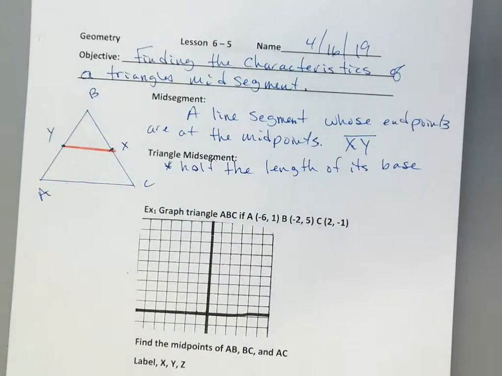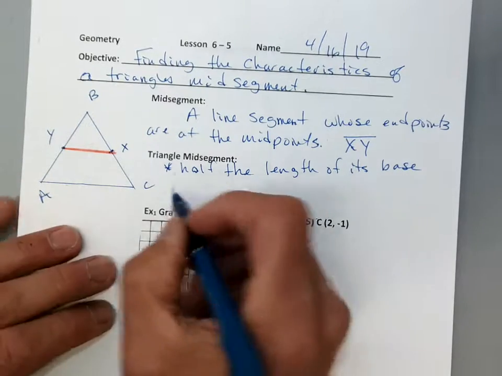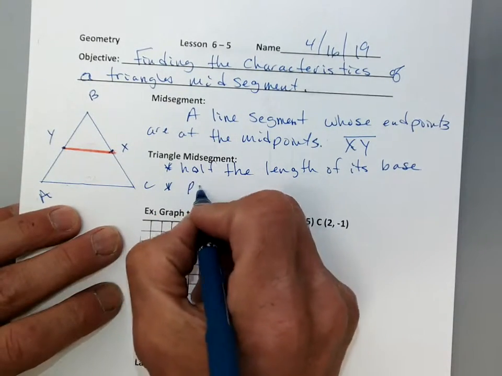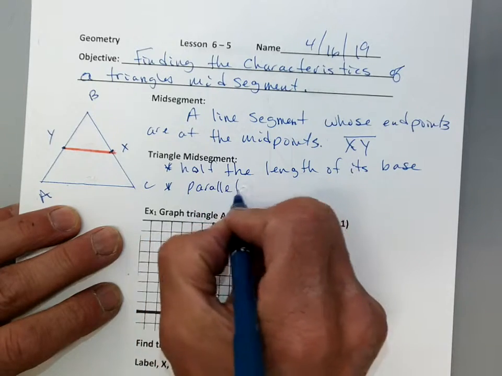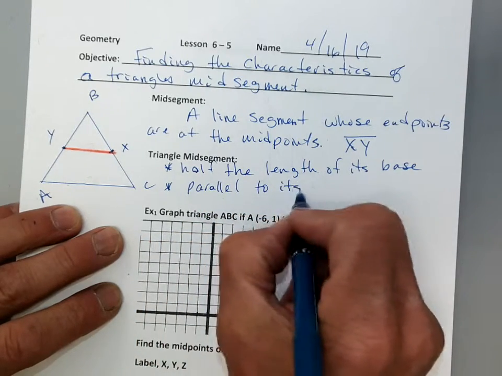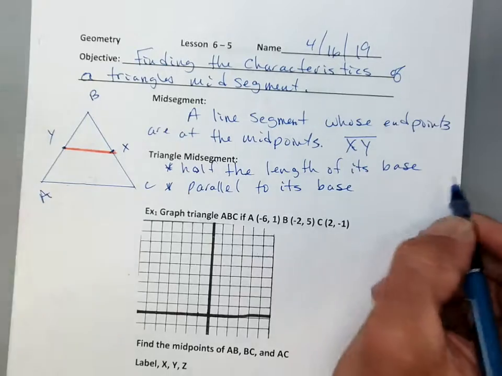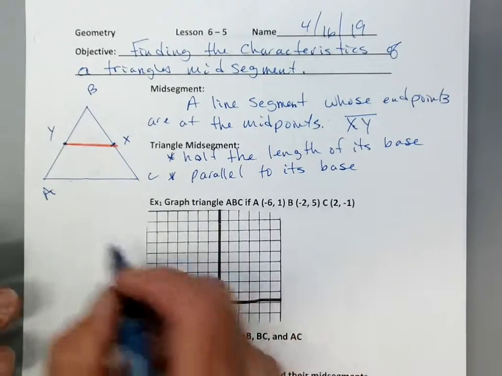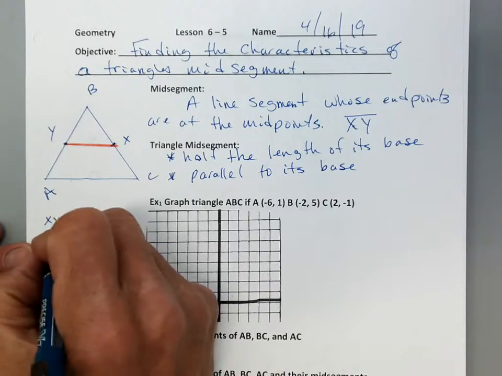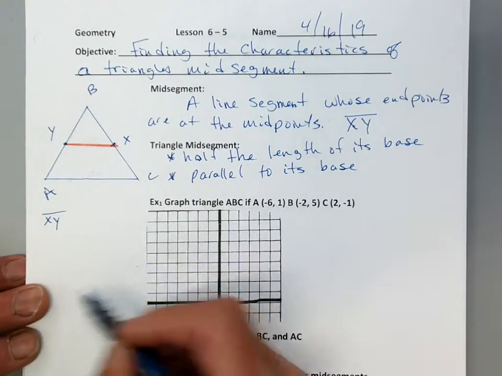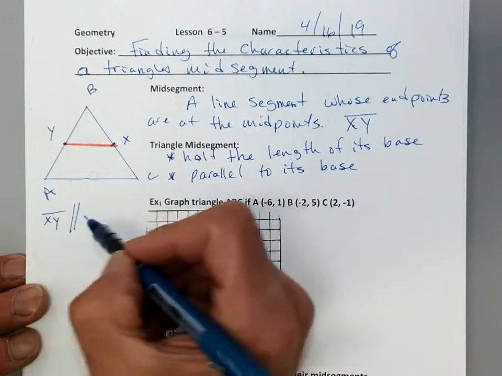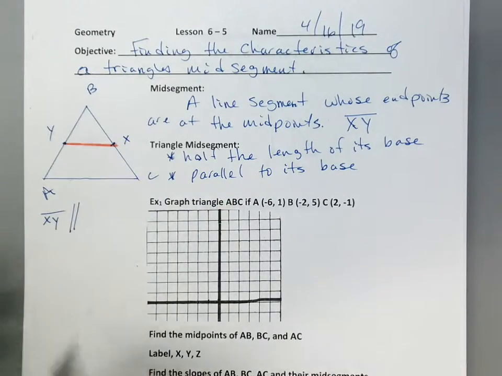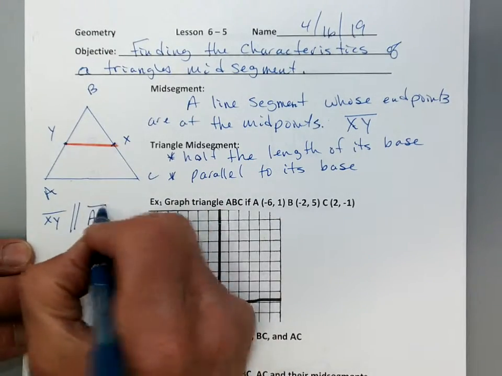Now, there's a second thing that's important. The second thing has to do with the fact that it happens to be parallel to its base. And it looks parallel, doesn't it? So we're going to write that. Here's a new symbol for you. We're going to say line segment XY is parallel to AC. See that? That's the symbol for parallel.